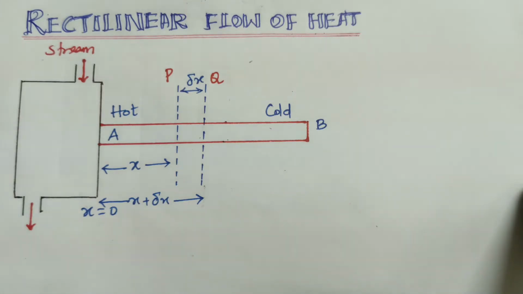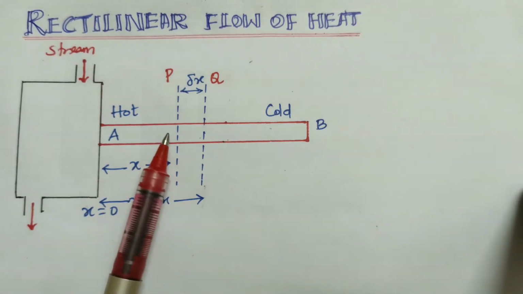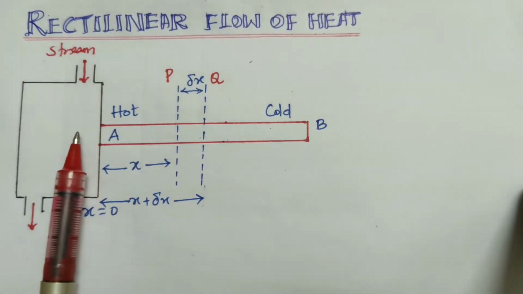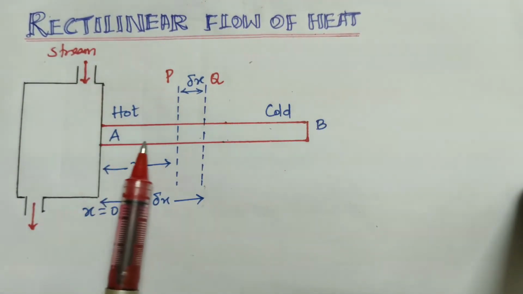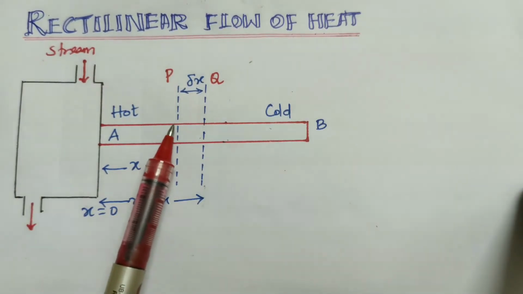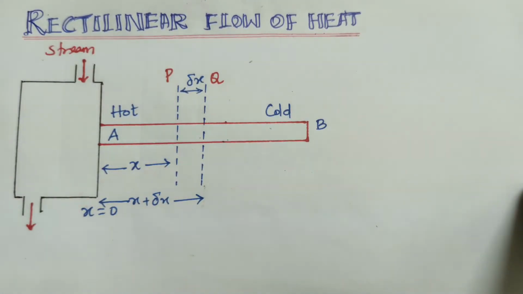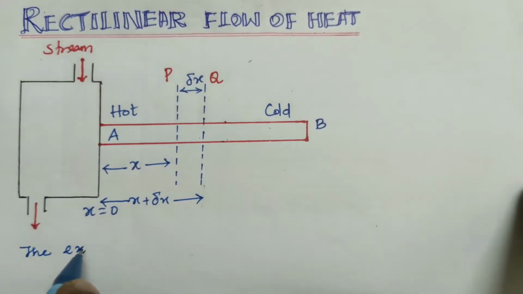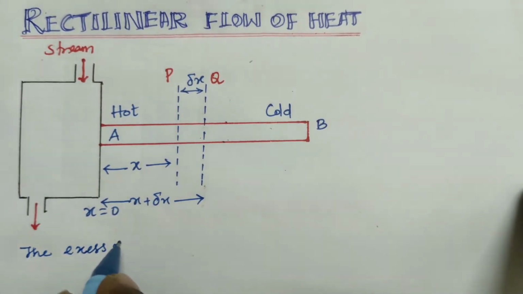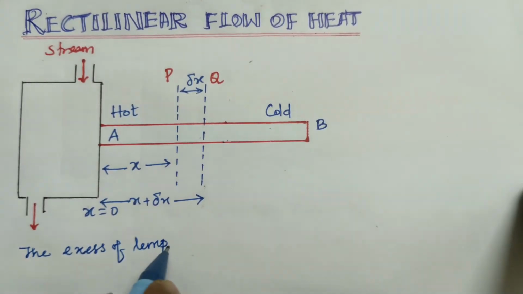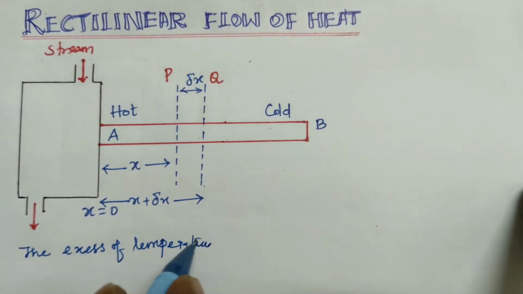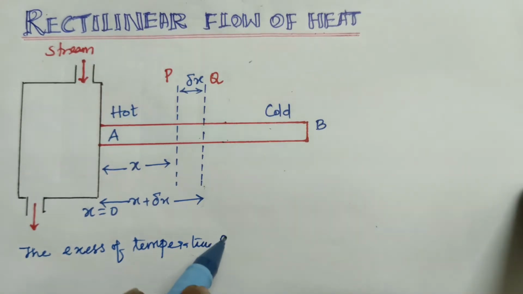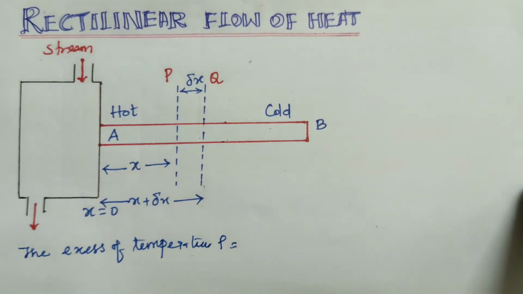Now the excess of temperature at the point P. இப்போ இங்கே hot end லேருந்து the heat வந்து flow ஆகுது. இப்போ P யில் excess of temperature எவ்வளோ இருக்கும்? The excess of temperature above the surrounding at P, excess of temperature at P is equal to theta. நம்ம theta ன்னு எடுத்துக்கிறோம்.